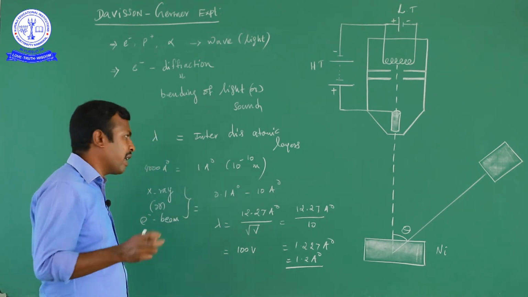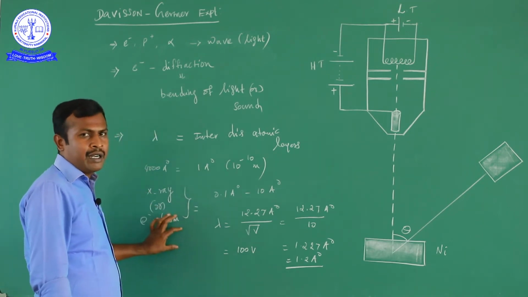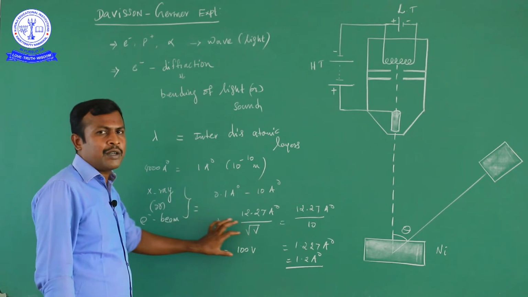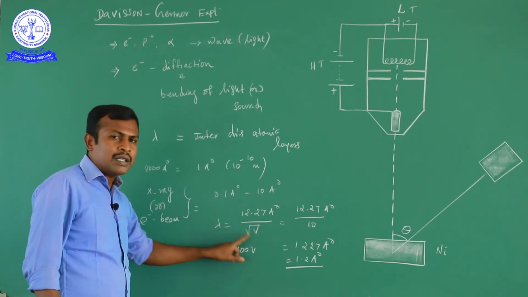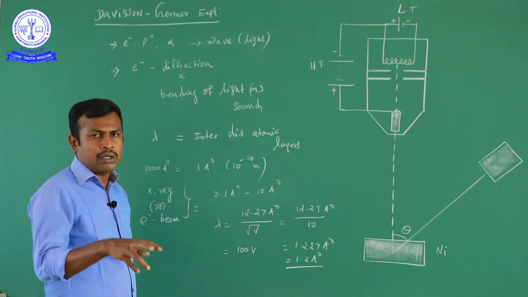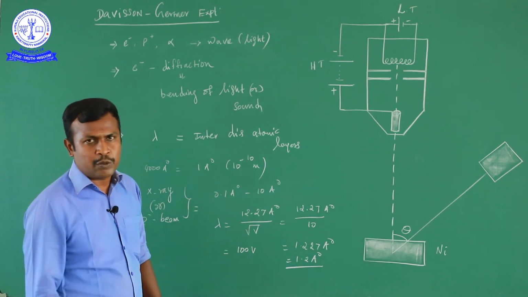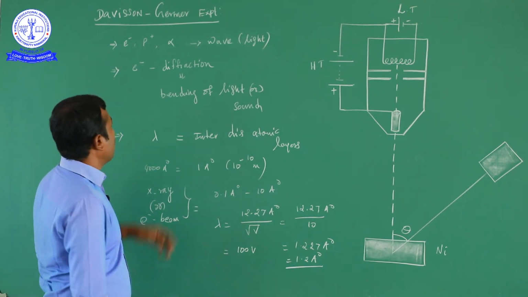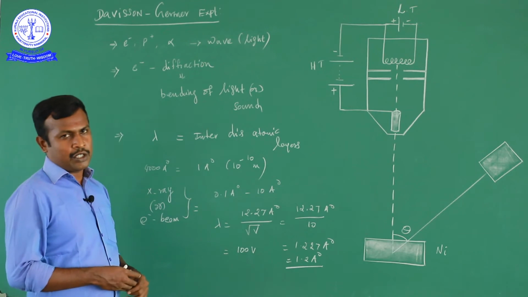Instead of visible light, we can use X-ray or electron beam. When the electron beam is accelerated by a certain voltage, the wavelength obtained from the electron is equal to the interatomic distance between the crystals. Okay. Now we are going to discuss the Davisson-Germer experiment.